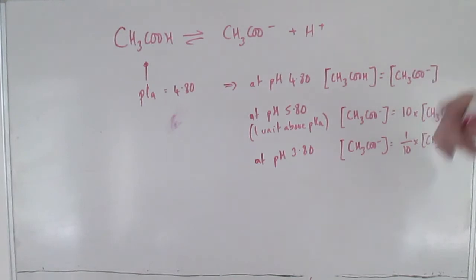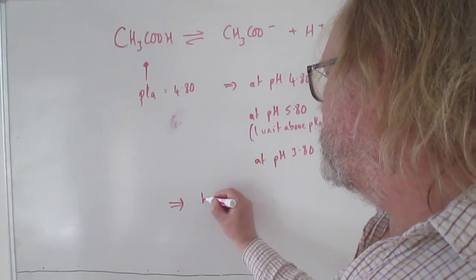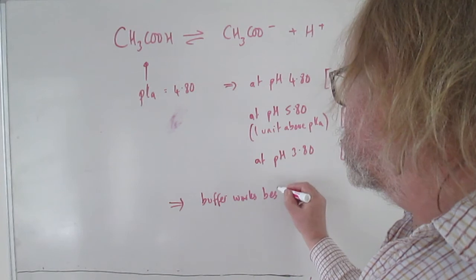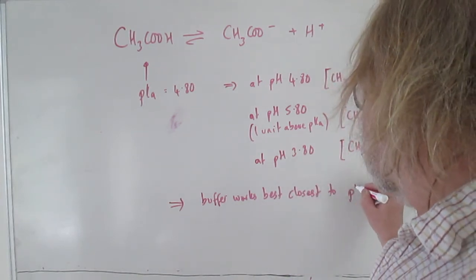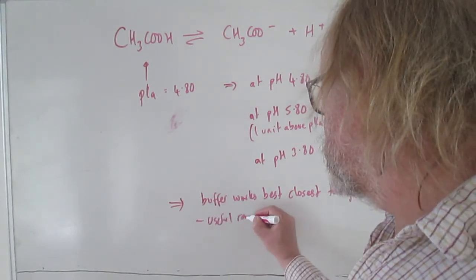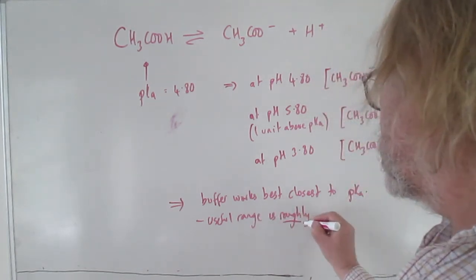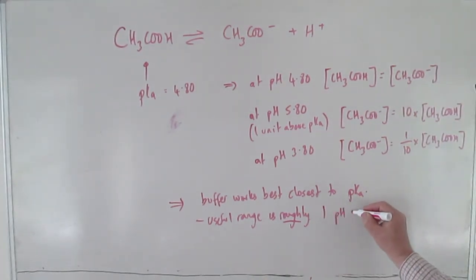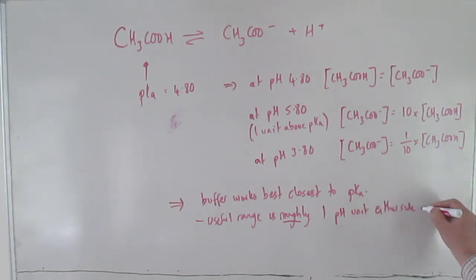So what we're getting around to is the fact that the buffer works best closest to pKa, and the useful range is roughly 1 pH unit either side of pKa.